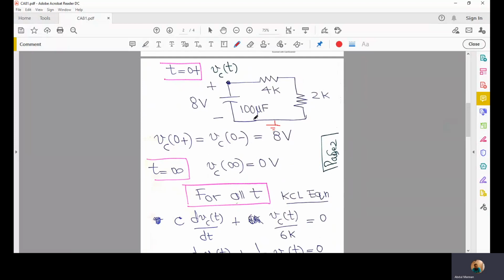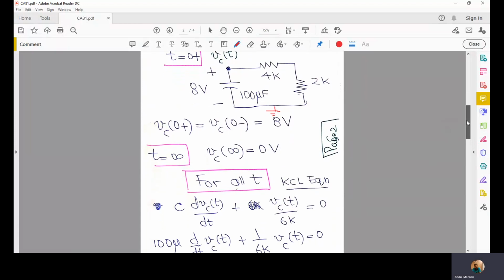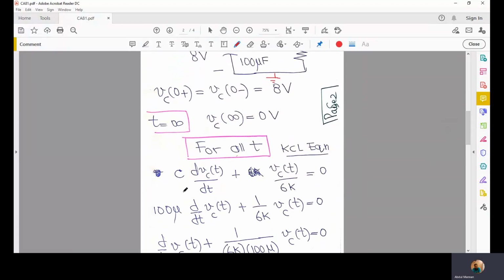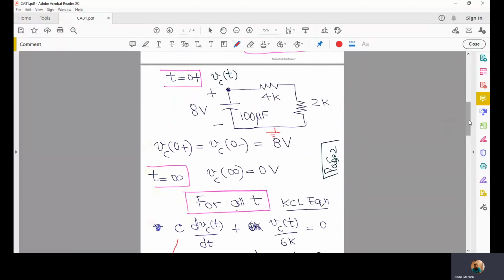this KCL equation. The current in this branch would be C times the derivative of the voltage Vc of t. Vc of t is the voltage at this node, plus the current through this branch containing only two resistors, which is Vc of t divided by the sum of the two resistors. Since C is 100 microfarad, we'll put the value of C as 100 microfarad, divided by 6K, because 6K is the combined resistance of this 4K and 2K resistors.